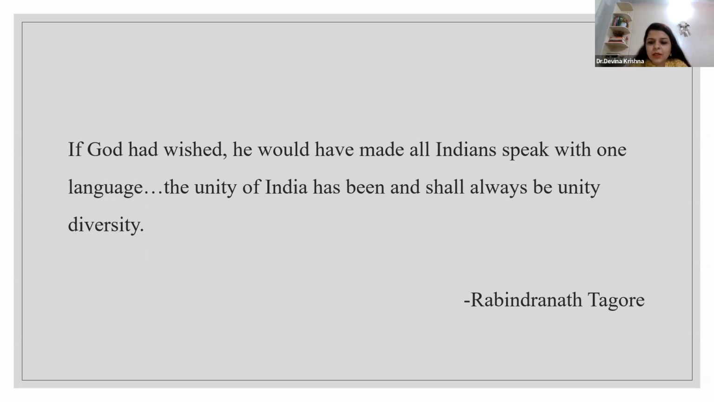Now, this is a quotation by Rabindranath Tagore. If God had wished, he would have made all Indians speak with one language. The unity of India has been and shall always be unity in diversity.